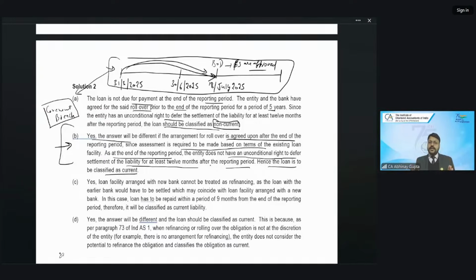So we should be very clear in our examination. If the examination question explicitly mentions covenant breach, then you will apply this concept, right? If the question doesn't talk about any covenant breach and simply talks about a rollover or an extension, or any terminology other than covenant breach, then it will be the normal date, that is the year end reporting date, for the classification. Clear? Clear, sir. Third one.